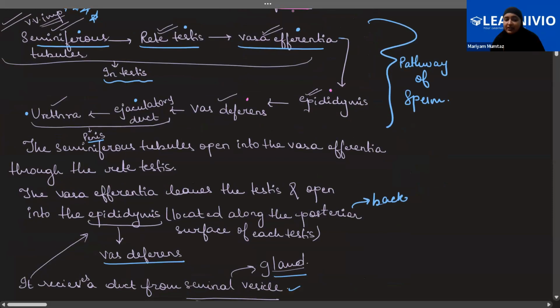Now, this ejaculatory duct and the urethra, both of them are present in the penis. All of these are present right inside the body or near the testis or inside the testis. But this part is the external genitalia part. Clear? Any doubts up until now?